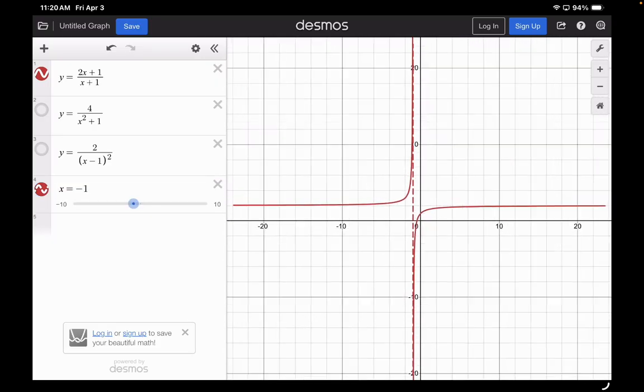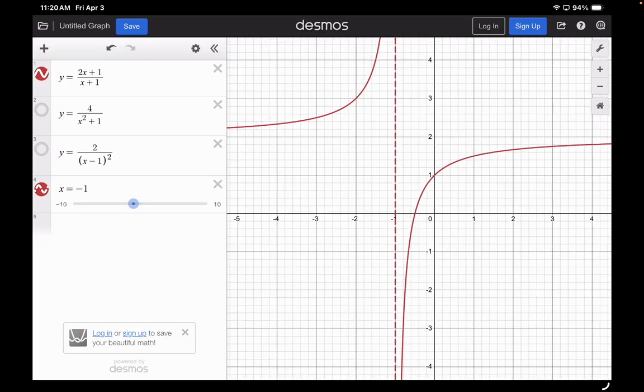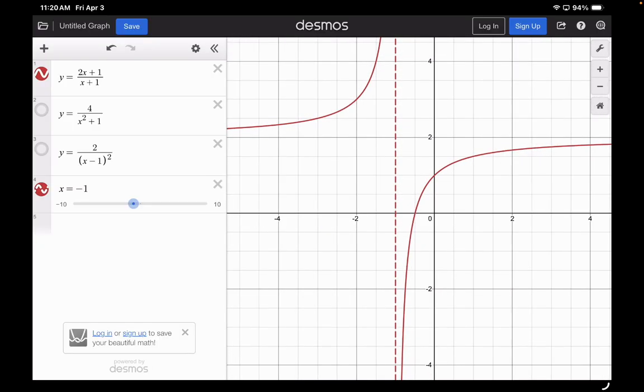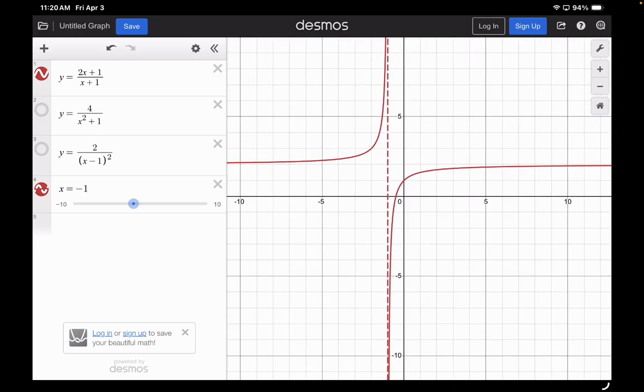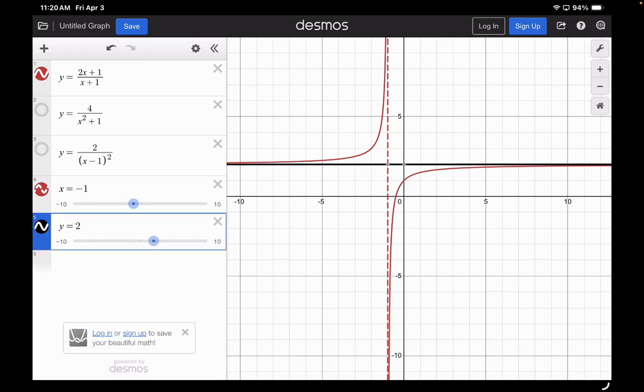You can see that as x approaches -1, you get a vertical asymptote. Does it have any other asymptotes? Yes. Where, Ella? y equals 2. At y equals 2, and I'm also going to make this red and make it a dotted line. Right, y equals 2. Good job.